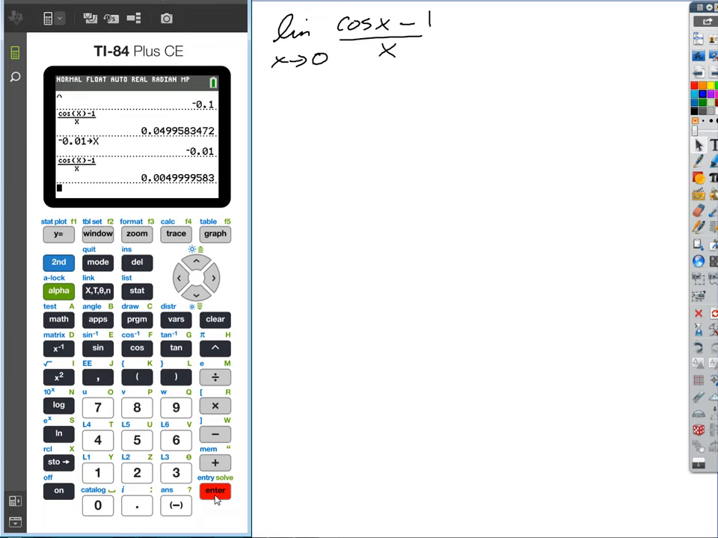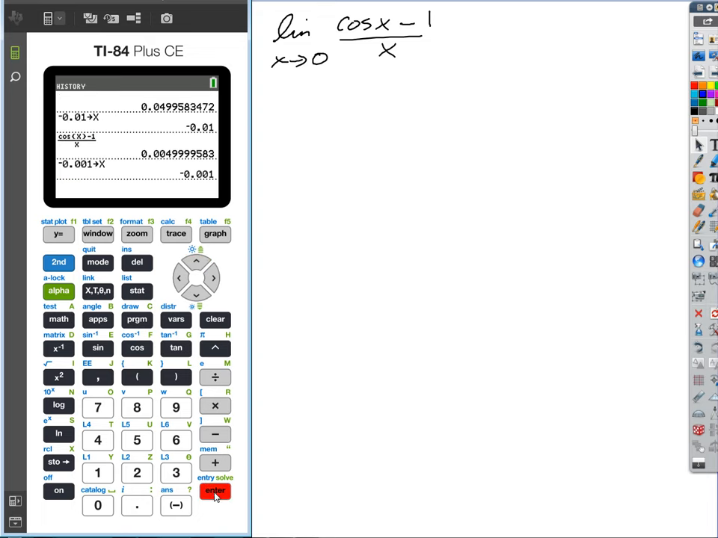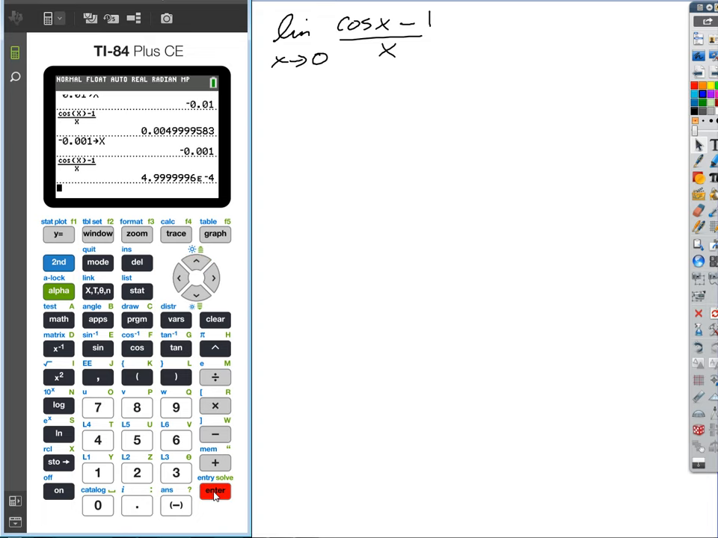See how that's working? I can do the same thing, let's do one more. If I do negative 0.001, store x, enter. Once again, just go up and re-grab that expression, and so on.